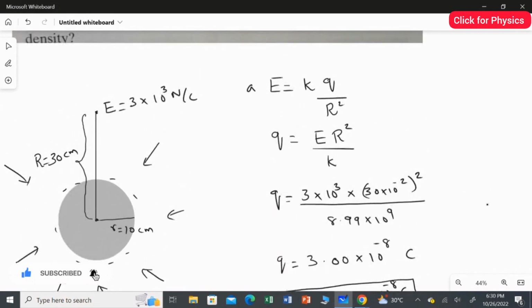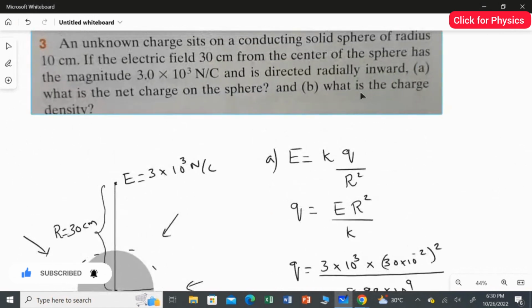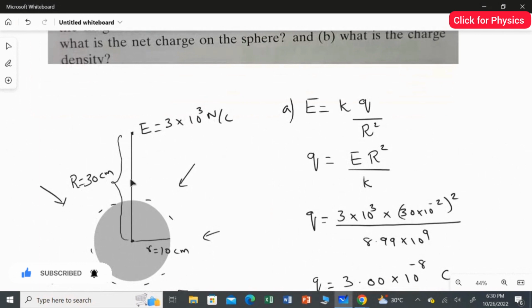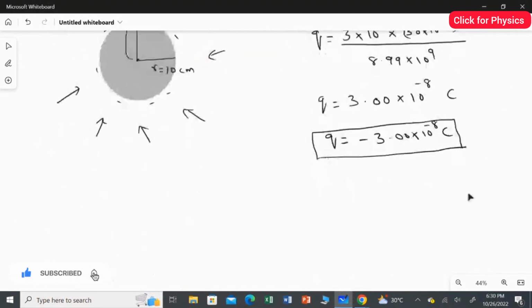Clear? Okay, now we have to find the answer for the second part. What is the charge density? Here they did not mention whether it is a line of charge, that means the linear charge density, or the volume charge density or the area charge density. Am I right? We don't know, but you have to see the diagram. This is the sphere. The charge is sitting on the surface of the sphere. That means this is nothing but the surface charge density. So you have to use the formula for surface charge density.